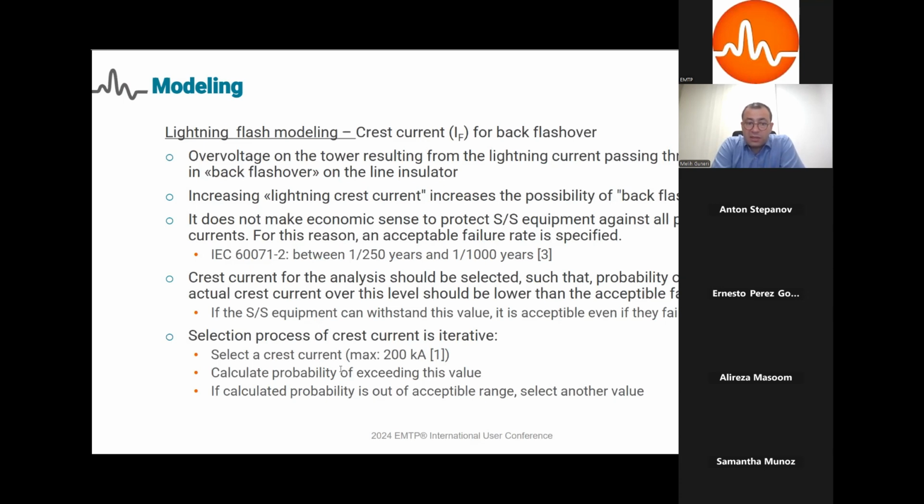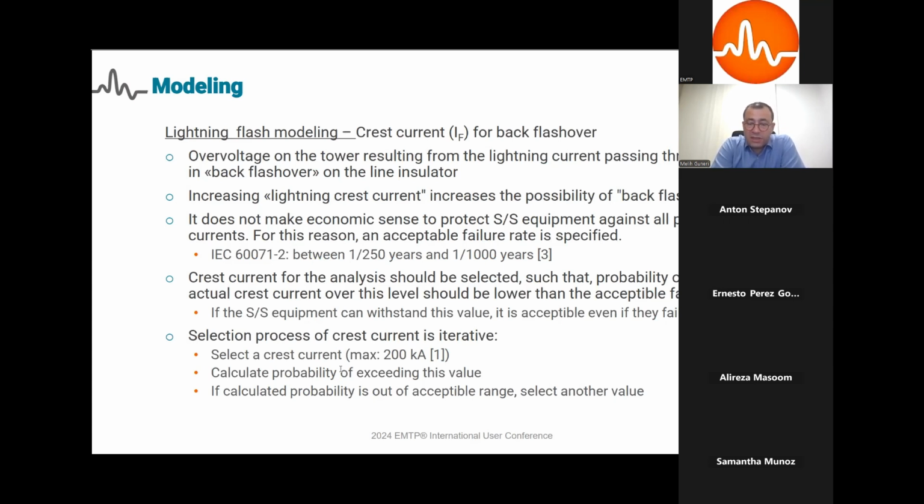So the selection of the crest current is based on a very simple criterion. If the probability of exceeding a selected crest current value is lower than the acceptable failure rate, then this current level is acceptable. That is, if substation equipment can withstand this value, it's acceptable even if it fails for any current over this value, because we know that its possibility is quite low or acceptable.